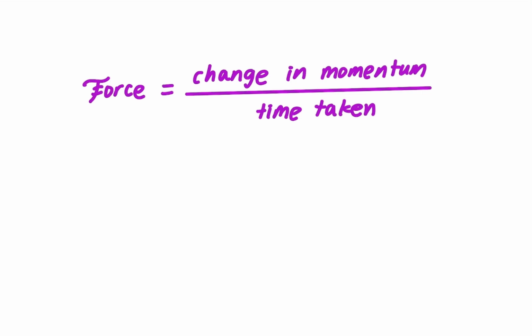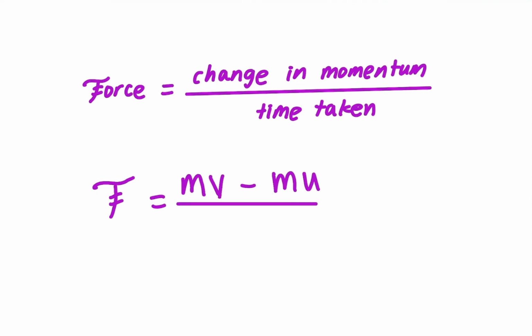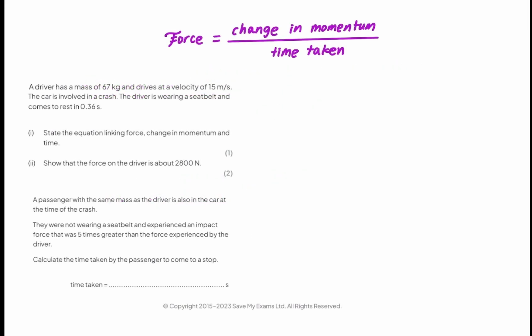Okay, so what you guys need to know about this equation is basically just force equals the change in momentum, which is the final momentum, mv, minus the initial momentum, mu. So v here is the final velocity and u is the initial velocity. And you divide that by the total time taken of the collision. Okay, so with the following equation, we can solve these types of questions.